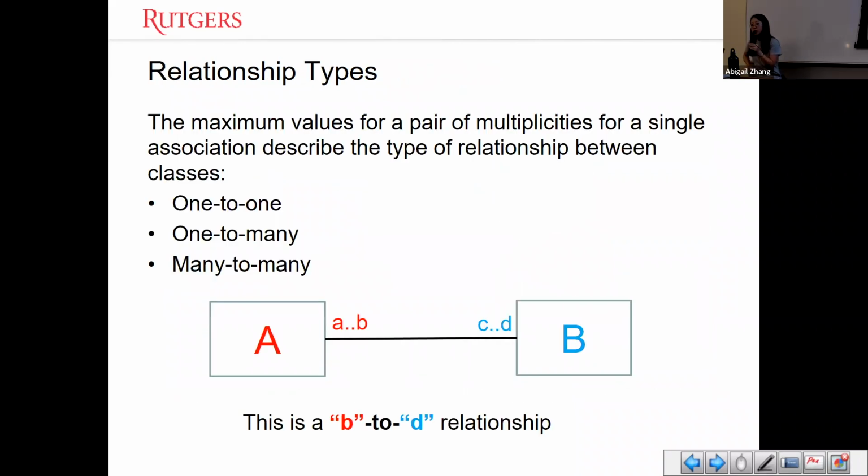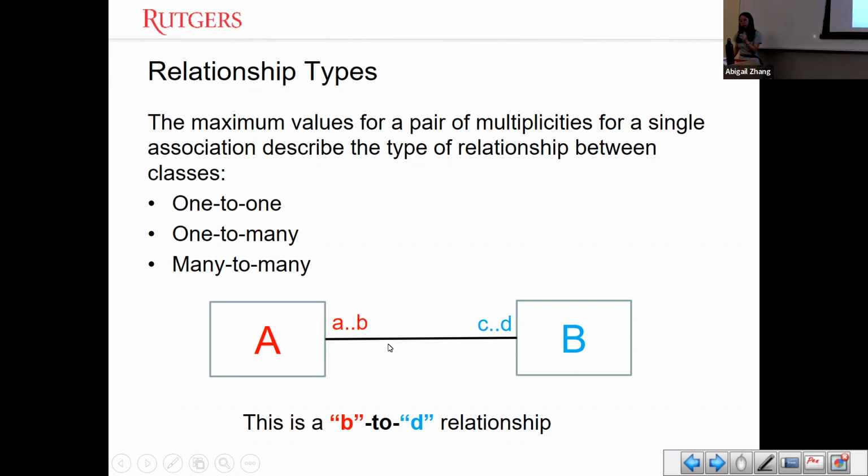Okay, so the next section of the class deals with different relationship types. So we learned how to interpret the multiplicities, and for us to easily describe what kind of relationship is between 2 classes, we usually classify them into 3 types. We have one-to-one relationship, one-to-many relationship, and many-to-many relationship.